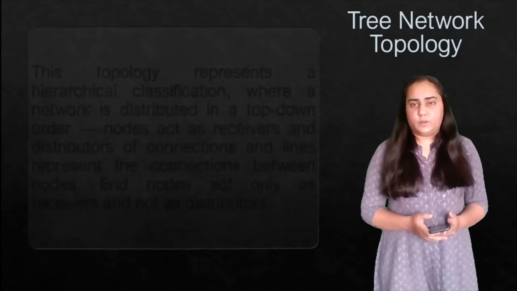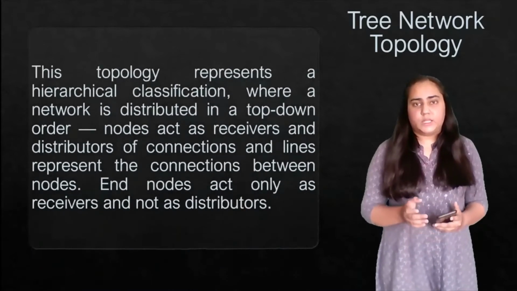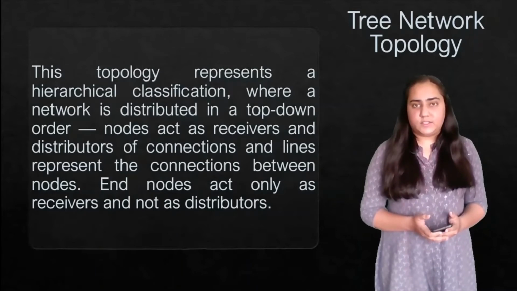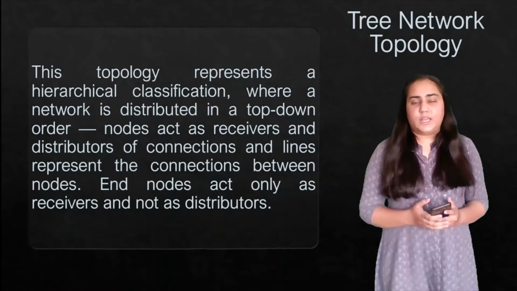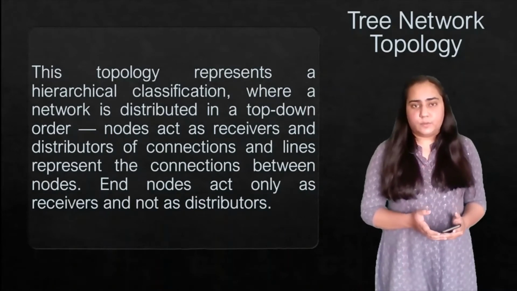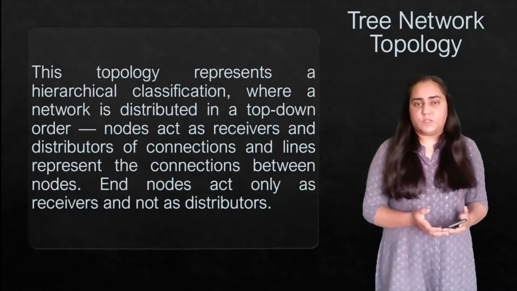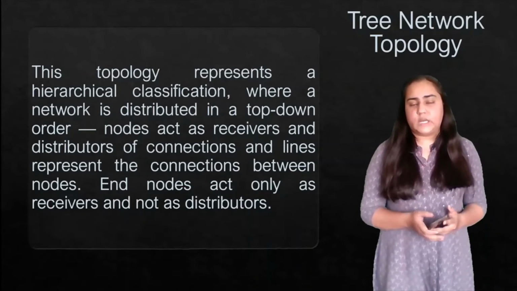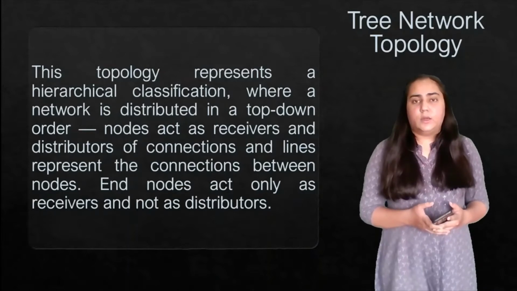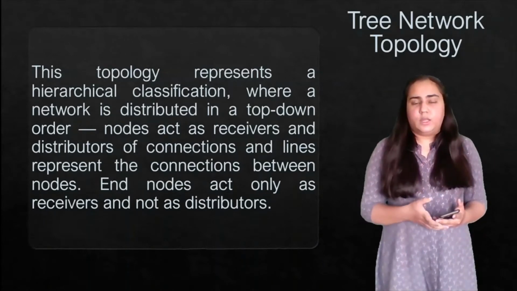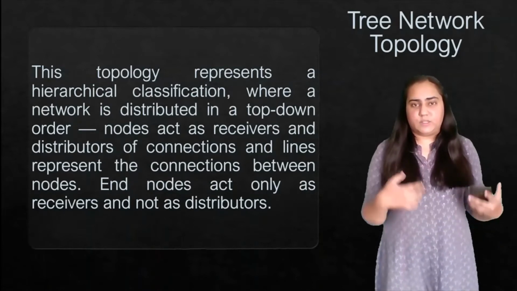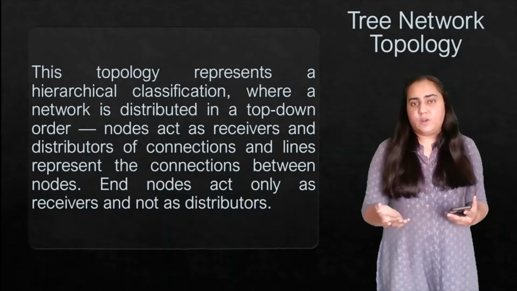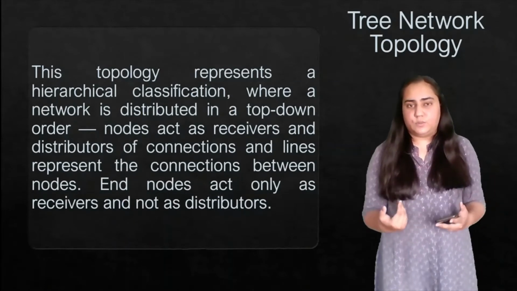The next topology we'll talk about is the tree network topology. This topology represents a hierarchical classification where a network is distributed in a top-down order. Nodes act as receivers and distributors of connections, and lines represent the connections between nodes. End nodes act only as receivers and not as distributors. So this is a hierarchical distribution or classification where there's a network that starts with a single node that transmits data further down, and then those nodes pick up the data and transmit it even further down. And so every node acts as either a receiver or a distributor or both.